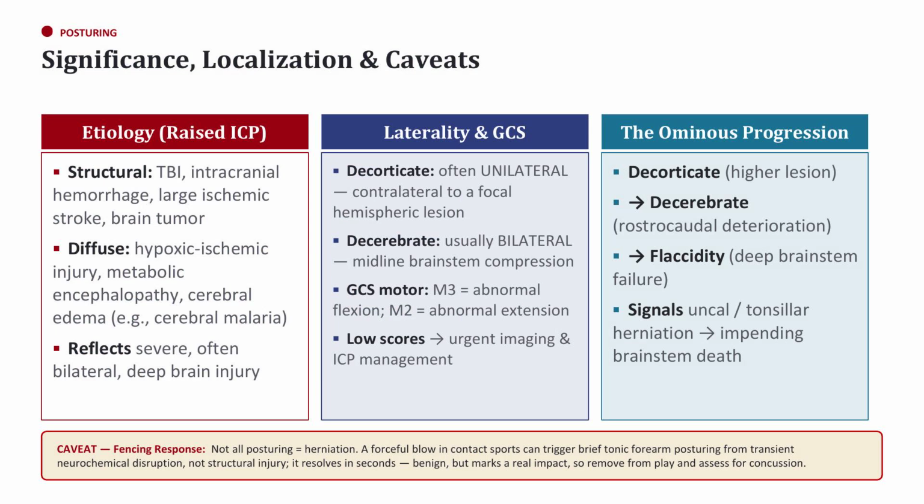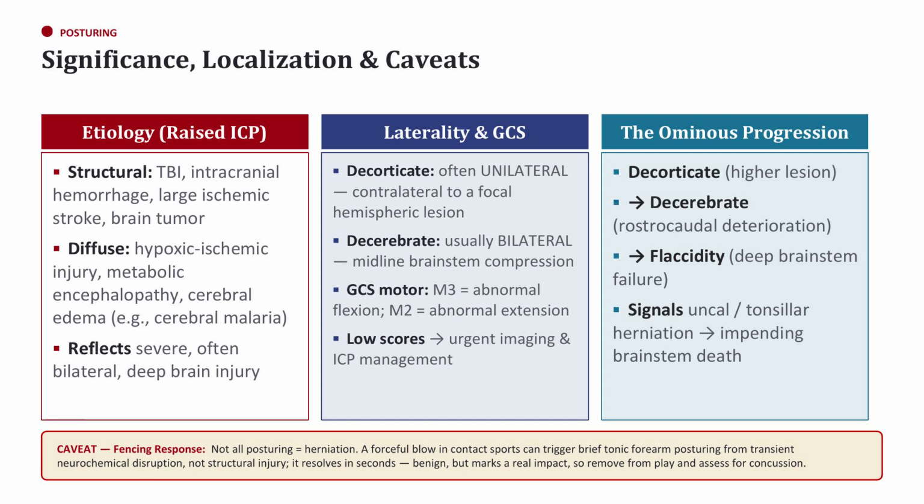Why do we care so intensely about posturing? Because it marks severe, deep brain injury and dangerously raised intracranial pressure from trauma, hemorrhage, a large stroke, tumor, or a global insult like hypoxia or cerebral malaria. Two clinical anchors. First, laterality. Decorticate posturing is often unilateral, opposite a focal hemispheric lesion, while decerebrate is usually bilateral, from midline brainstem compression.